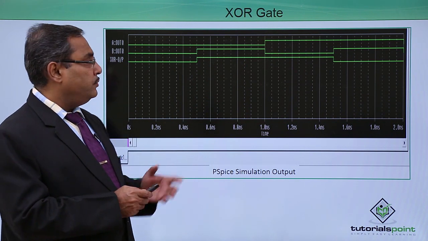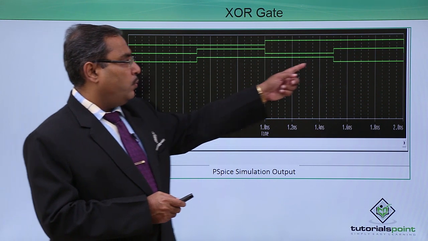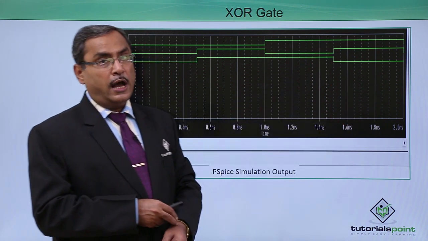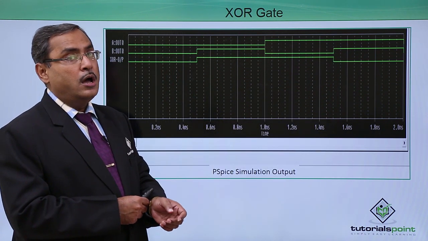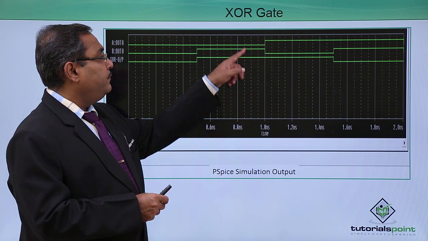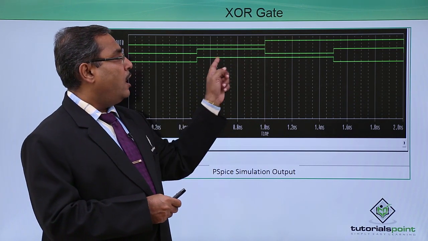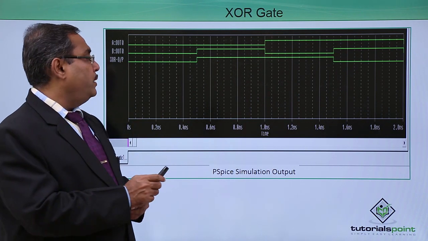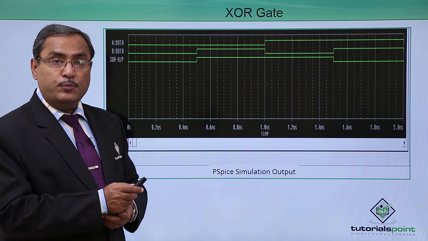So for 0 0 output will be 0, for 1 1 output will be 0, and for 0 1 and 1 0 output will be high. So we are getting the same. For 0 1 and 1 0 output will be high in this case. So we have got this XOR gate simulated output.